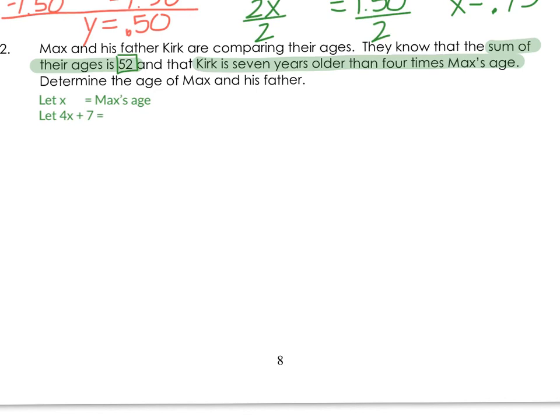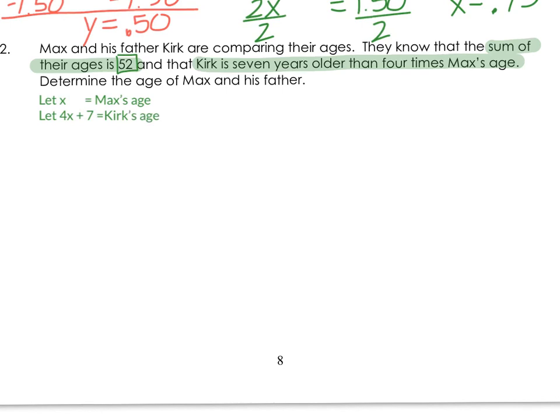I always start with the 4 times Max, the 4x, even though it came second, because it's 7 years older than. Remember when we use older than, more than, less than, it comes after, and it's very important when we have less than, because that would be subtracting, making a big difference in your answer. So then the 4x plus 7 is Kirk's age.